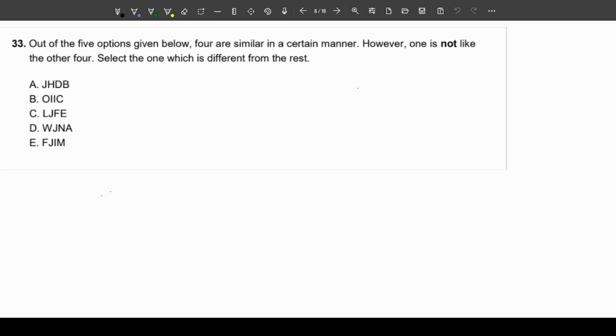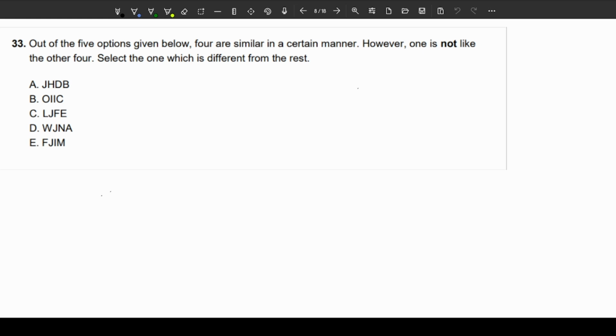So this is part 5 of the NPAT sample paper playlist. Let's go over the remaining problems. Out of the 5 options given below, 4 are similar in a certain manner. However, one is not like the other 4. Select the one which is different from the rest.